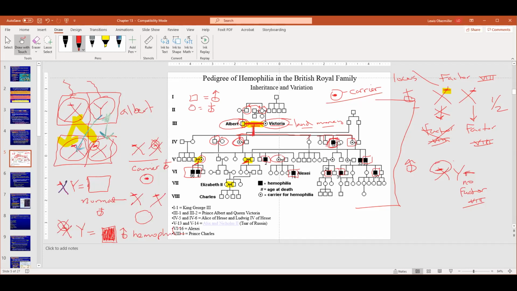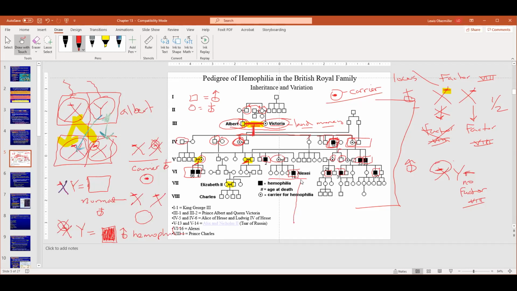And we could get all those possibilities, and you can see from their kids, this is a random occurrence. Any sperm can fertilize any egg. So they had normal males, they had carrier females, they had males that had hemophilia. And anytime you have this mating, you could have all those possible outcomes: normal, carrier, or have the disease.